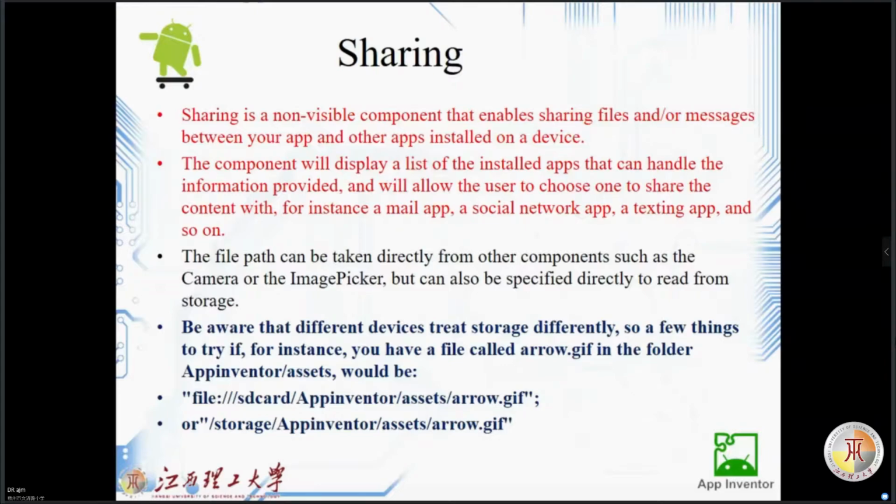Be aware that different devices create storage differently, so there are a few things to try if, for instance, you have a file which we call, suppose, arrow.gif. In App Inventor, it will be something like that: SD card, App Inventor, assets, arrow.gif. Okay, or storage, App Inventor. It depends on the OS and the mobile phone that you want to use.